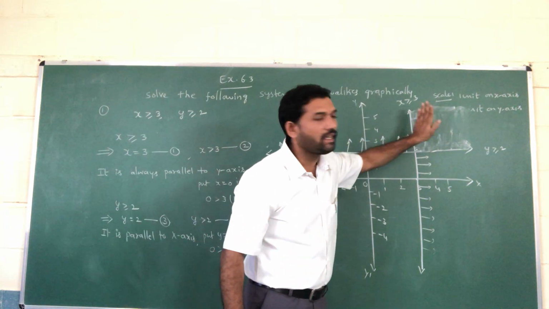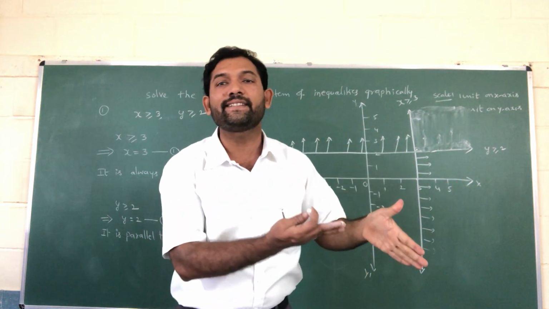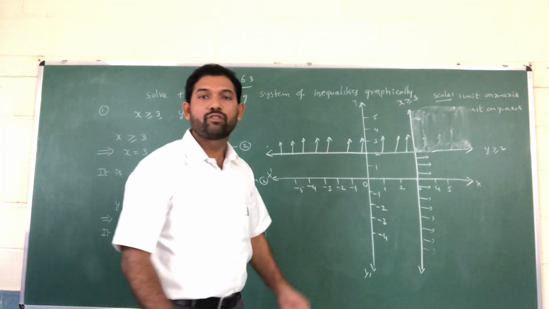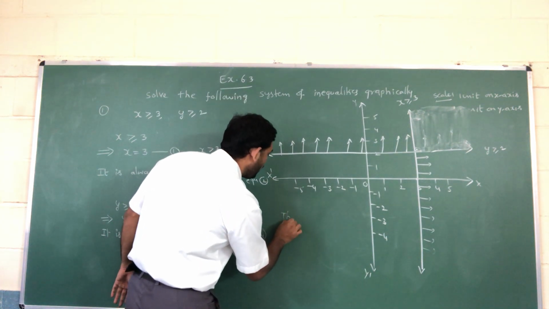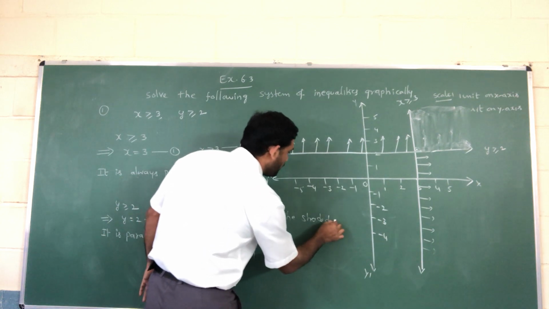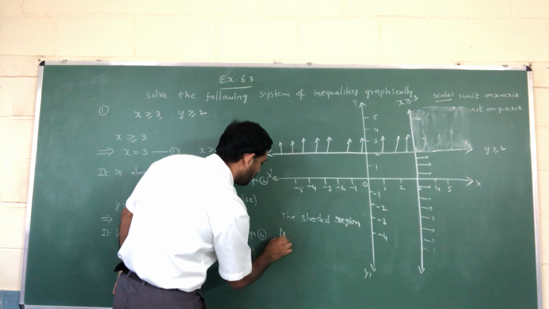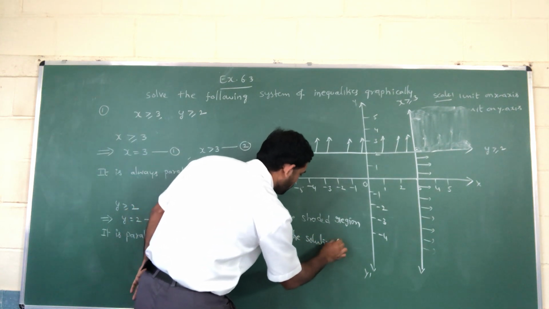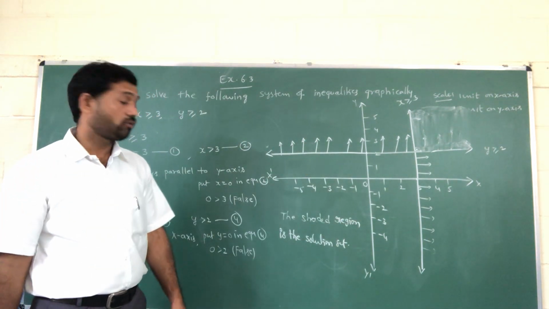So this is our solution. This is where both curves are intersected. That is our solution set. So final conclusion, what we have to write? The shaded region is the solution set.